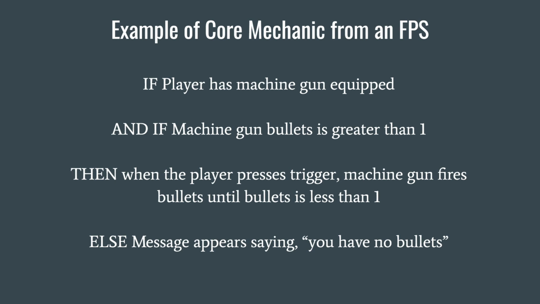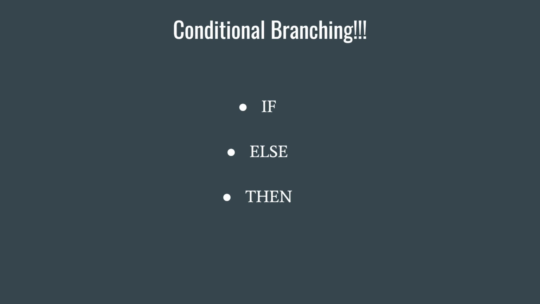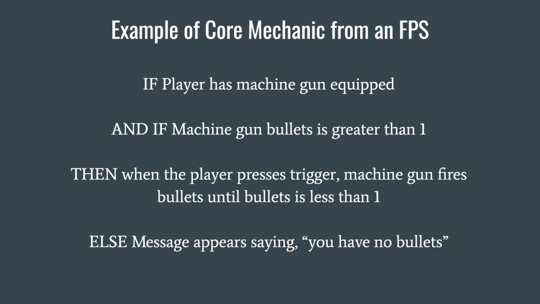So here's some examples of core mechanics, which will help bring all this together. So think about a first-person shooter, right? If the player has the machine gun equipped, so that's a big if. Machine gun, remember, is a resource. It's an entity. If they have the machine gun equipped, and if the machine gun has bullets, greater than 1 bullet, or actually it should be greater than 0 on that side. If they have greater than 0 bullets, then when the player presses the trigger, so that's the player's action, the machine gun will fire bullets until bullets becomes less than 1. When bullets hit 0, then you can't play anymore.